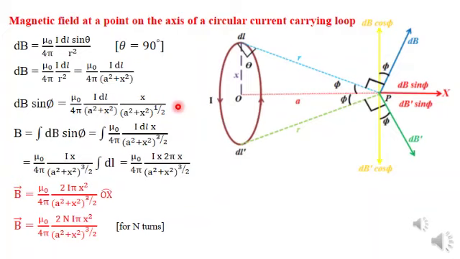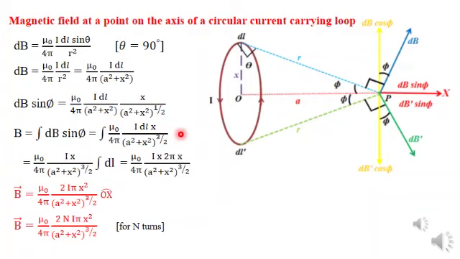Then the magnetic field due to the entire loop is the integral of the magnetic field due to the current element, which is B equals integral dB sin phi. After putting the expression of dB sin phi, B equals integral mu 0 by 4 pi I dl x divided by a square plus x square whole raised to 3 by 2.